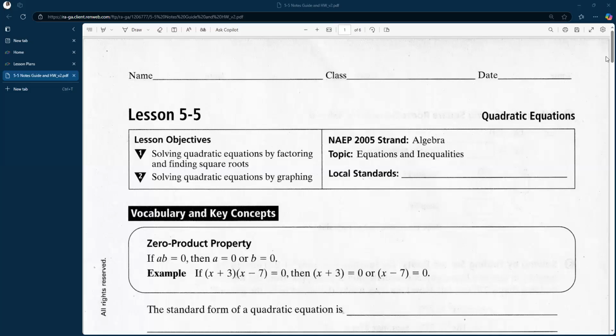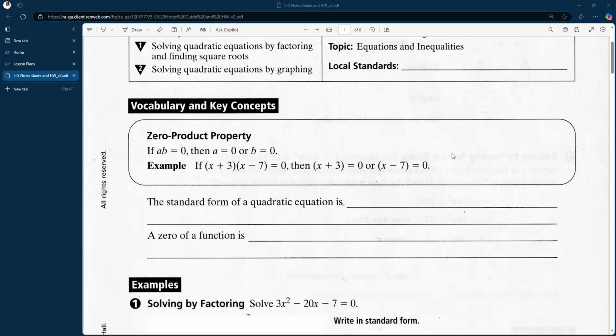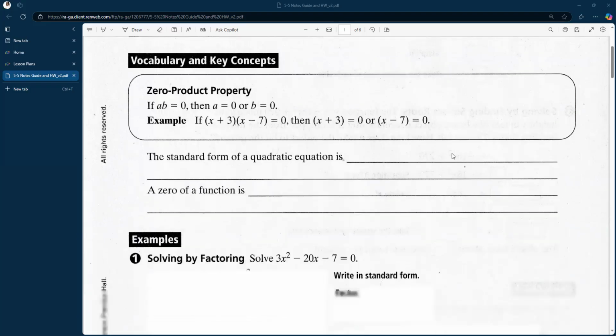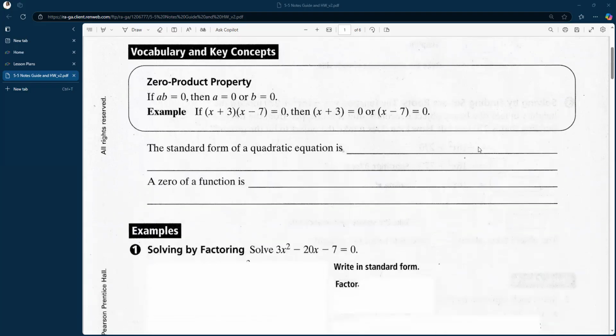This is lesson 5, quadratic equations, on pages 267 through 272 of your textbook. The key concept for this lesson is the zero product property. The zero product property states if A times B equals 0, then A equals 0 or B equals 0. And the example we are given is this quadratic in factored form.